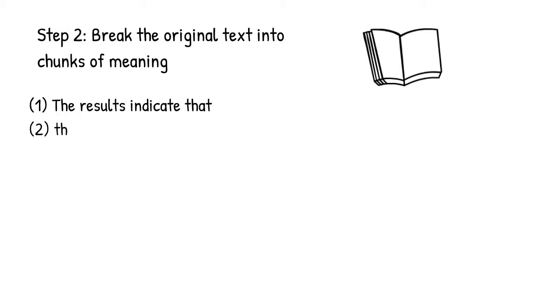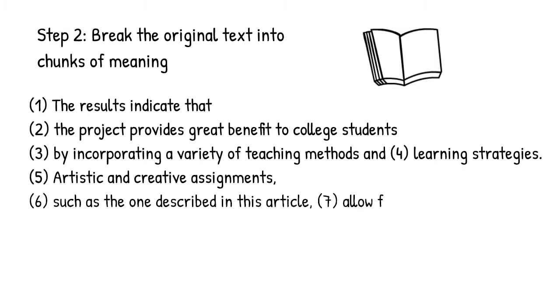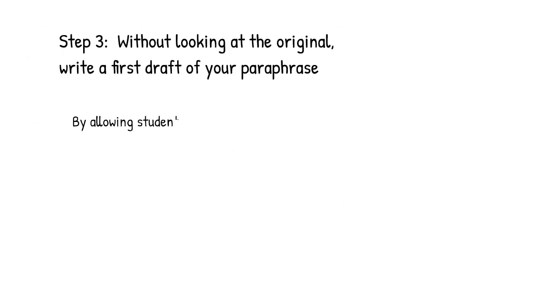Once you understand the meaning of the original well, your next step is to break up that original text, those few sentences or that paragraph, into chunks of meaning. Give each of those chunks a number. On the screen now, you'll see an example of how one paragraph of a few sentences was divided into 10 chunks of information. This helps you understand, even at a deeper level, what the text is saying and what parts are important to include in your paraphrase.